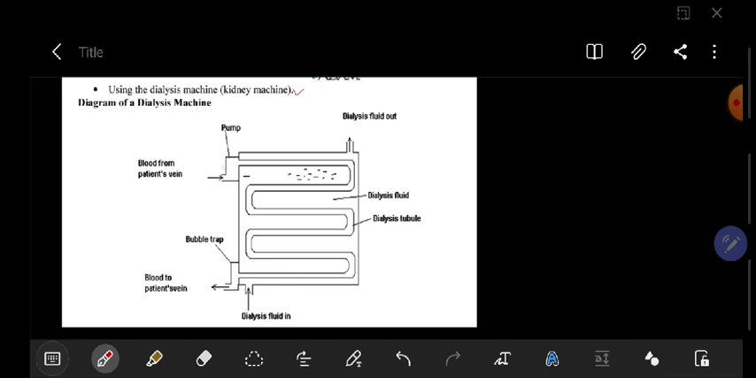Then it's usually long and coiled. As you can see, it's some form of coiling. There's a reason why it's coiled. The reason why it's coiled like this is to increase the surface area for reabsorption of certain nutrients that are important to the patient. All right. It also increases the surface area for diffusion.